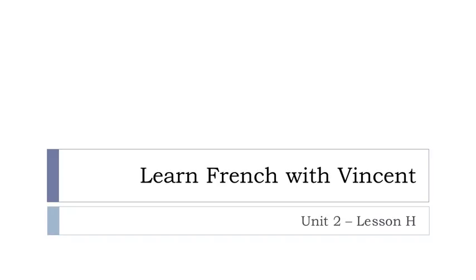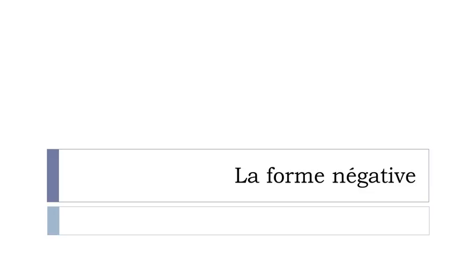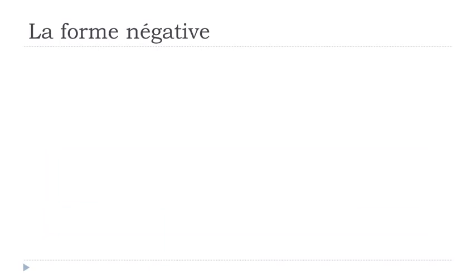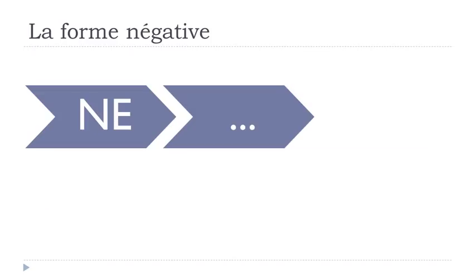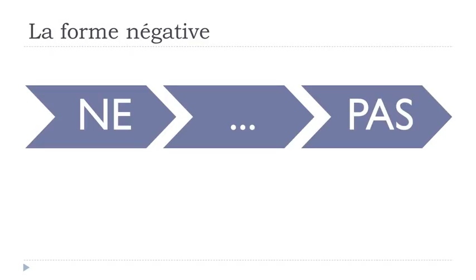And this is Unité 2, Leçon H. And in this lesson, we'll discover la forme négative. So if you want to say that you are not doing something, that is the negative form in French. The negative form in French is composed of two elements. The first one is ne, and then you get your verb, and right after your verb, you will have to put this pas. So first ne, then the verb, and after that pas.